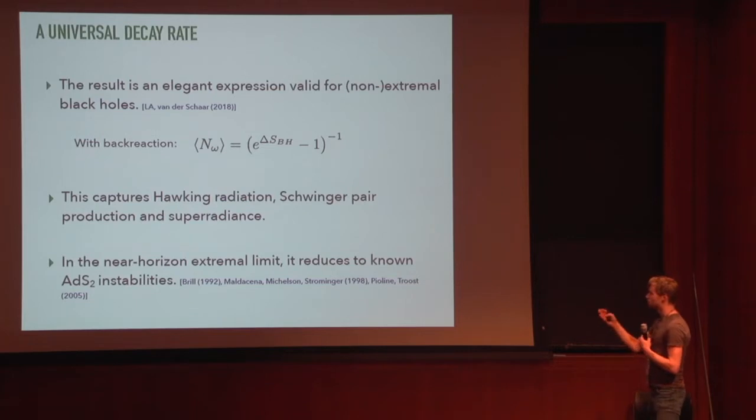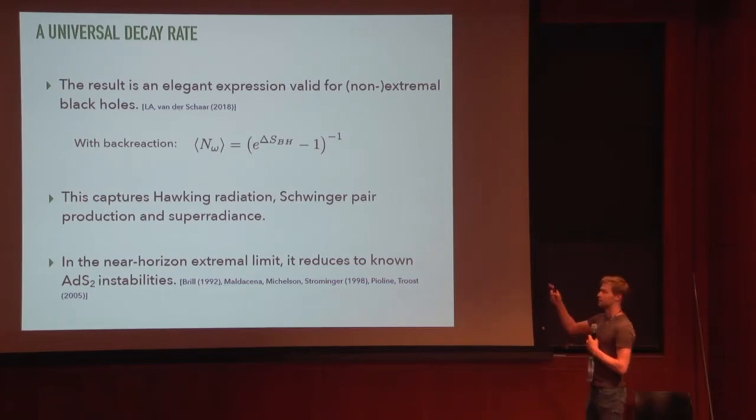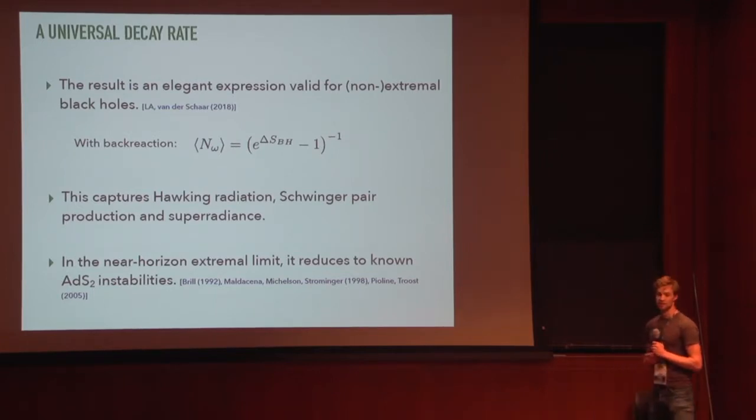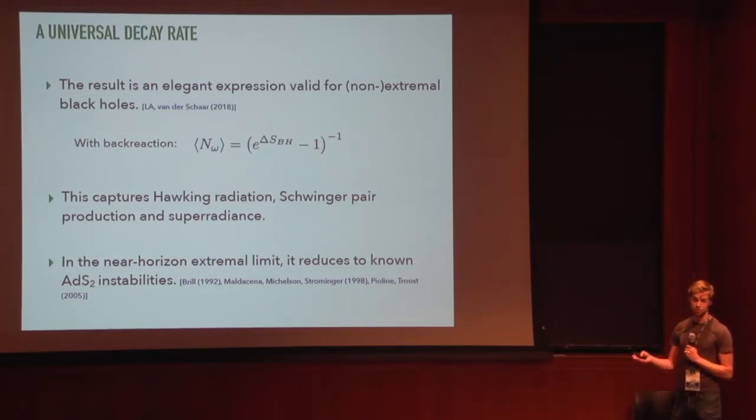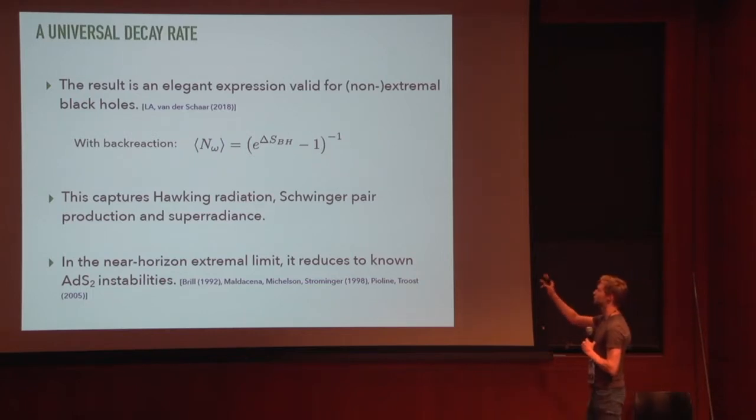Furthermore, our goal for today was to look at extremal black holes. Indeed, because the entropy of an extremal black hole is finite, we can now take the extremal limit of this expression. Then also, by taking a near horizon extremal limit, we find an instability of the near horizon AdS2 space that agrees in a particular limit with earlier results known in the literature for AdS2. And now we have a nice universal expression that also applies for non-extremal black holes.